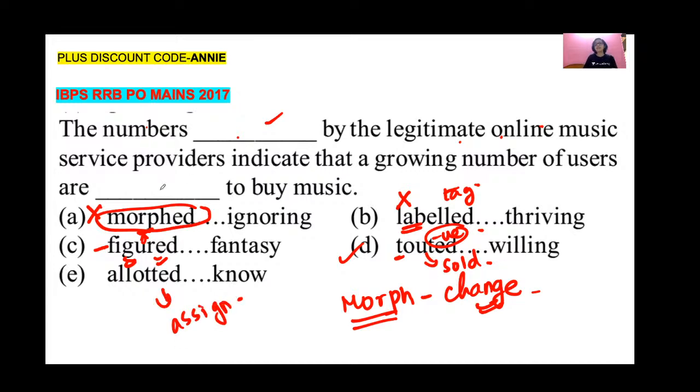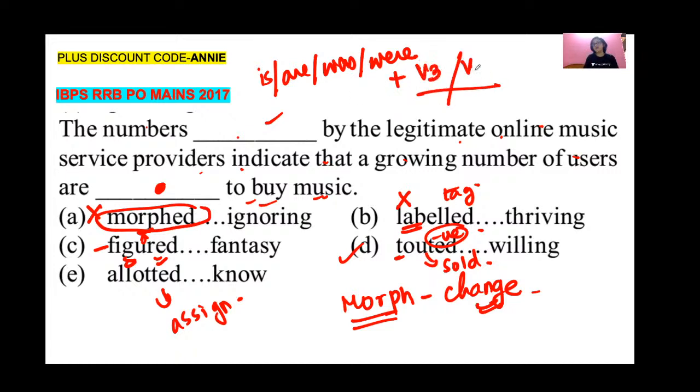Now let's look at the second blank. Service indicate that a growing number of users are dashed to buy music. So a growing number of users are. After is, are, was, were, only two forms of verbs come: either the third form of the verb or the ing form of the verb. The third form comes in passive voice and the ing form comes in active voice. When the ing form comes, we say it is continuous.